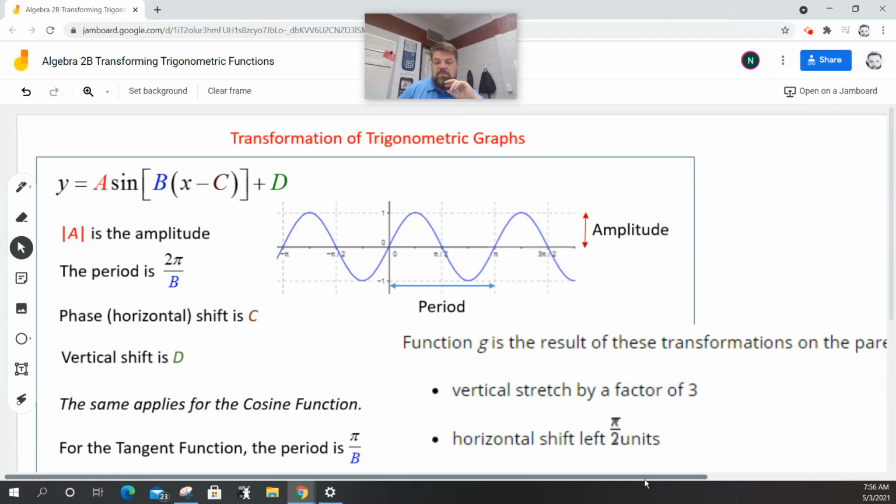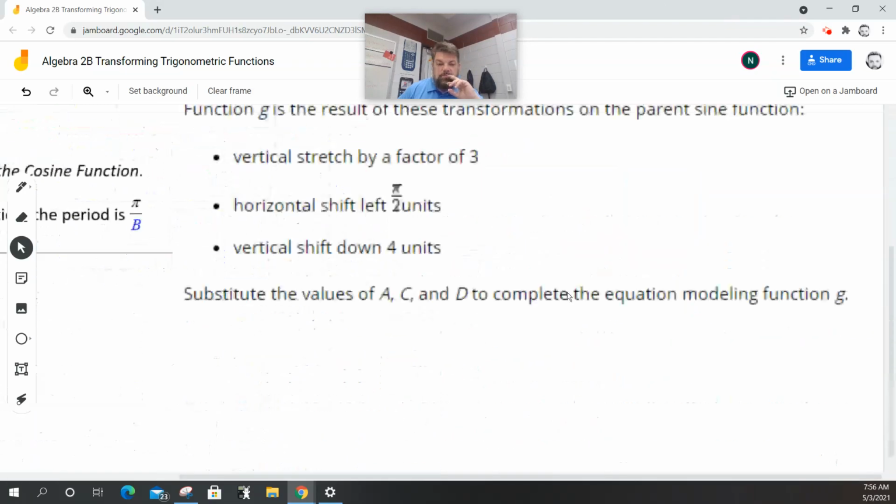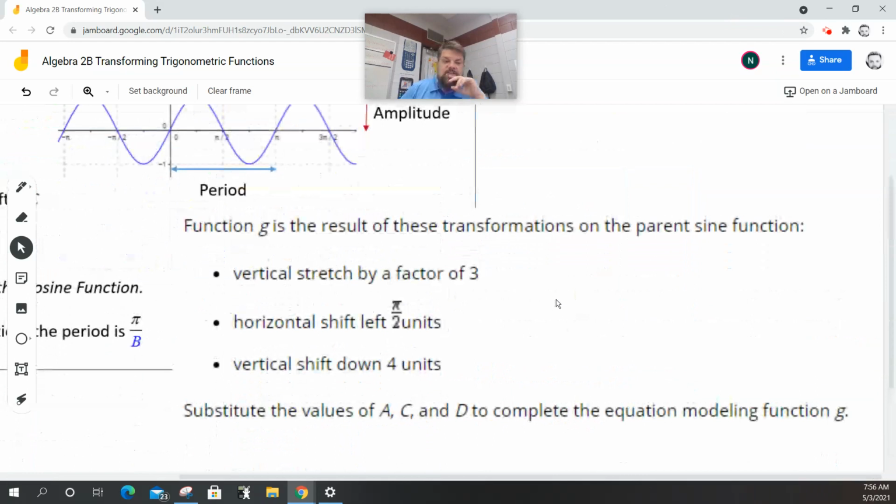So now when I look at this problem, it says the function g is a result of three transformations of the parent sine function. A vertical stretch by a factor of 3. Okay, so that's one thing we've got to talk about: a vertical stretch, which is like the amplitude.